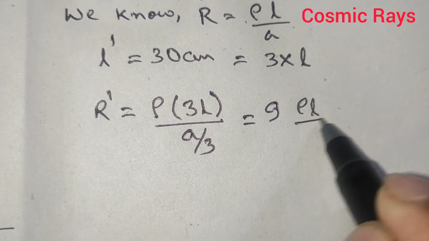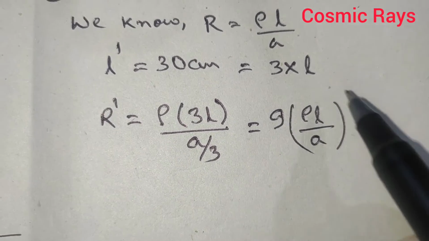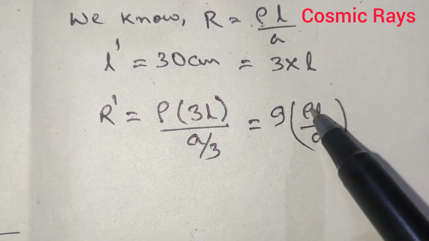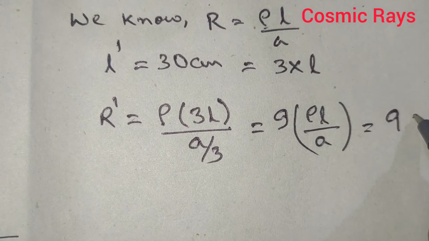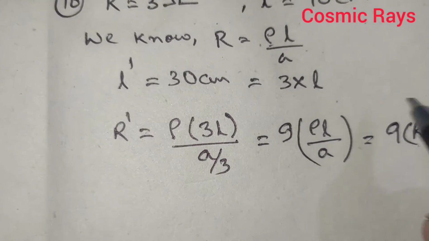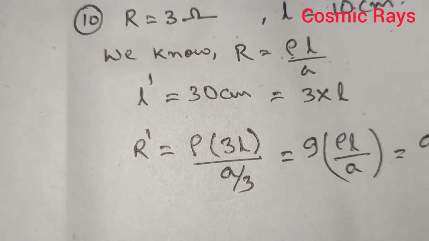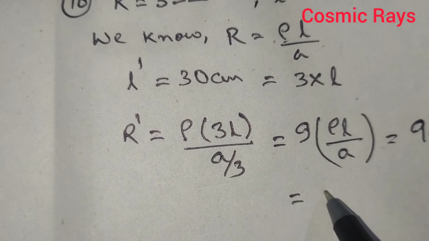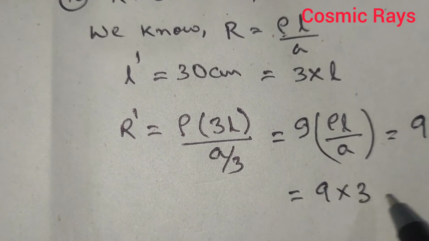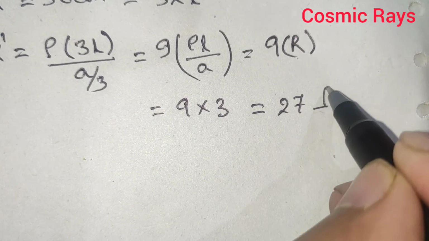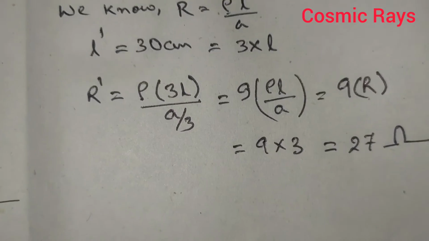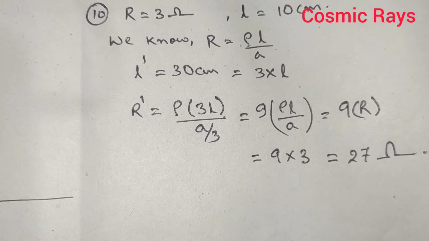rho L by A. Now if you check, rho L by A is nothing but R. So 9 into R. What is R? R is 3 ohms. So we get 9 into 3, that is 27 ohms. So the new resistance will be 27 ohms.